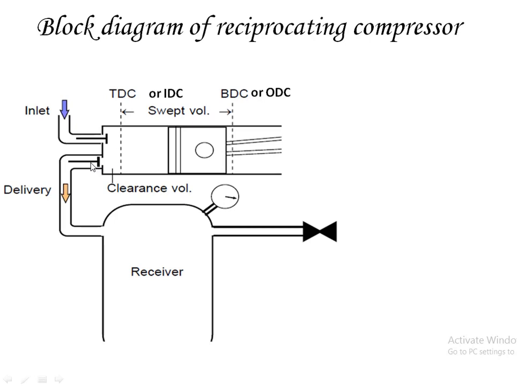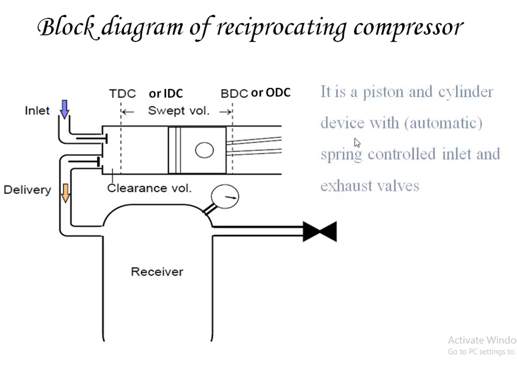So when this exit valve opens, high pressure gas leaves the cylinder and goes to the receiver. This is how a low pressure gas is compressed to high pressure gas. When it gets compressed, its volume decreases. This is how a compressor functions.